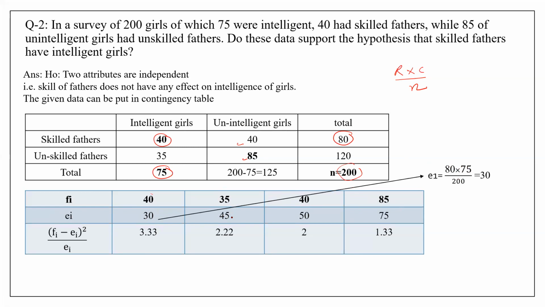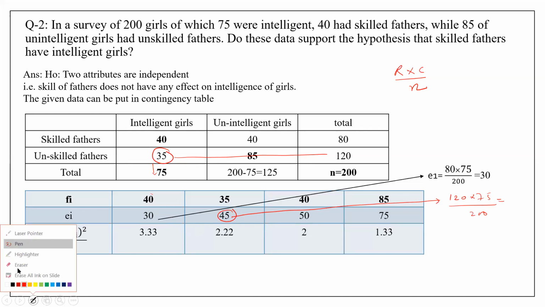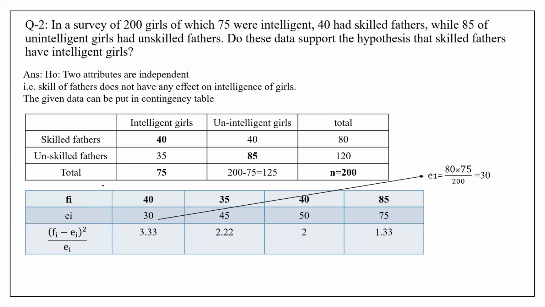So if you want to check the value for 45, how will you calculate? Where is 35? First identify the 35 in the contingency table. Here is the 35. The row total is 120 into the column total 75, whole divided by 200. When you calculate this, you will get 45. Like that, I have put the expected frequencies in the table.